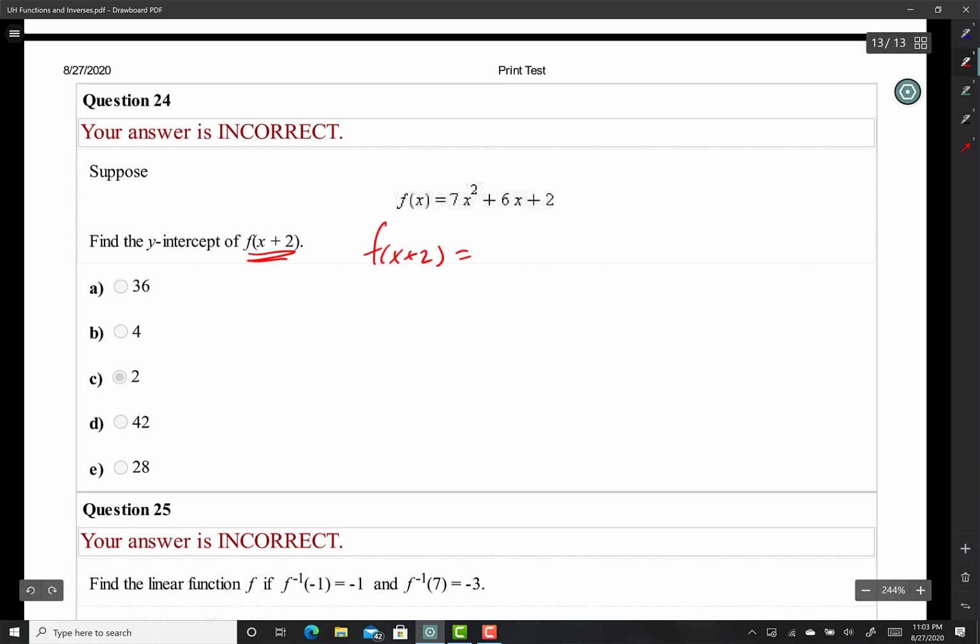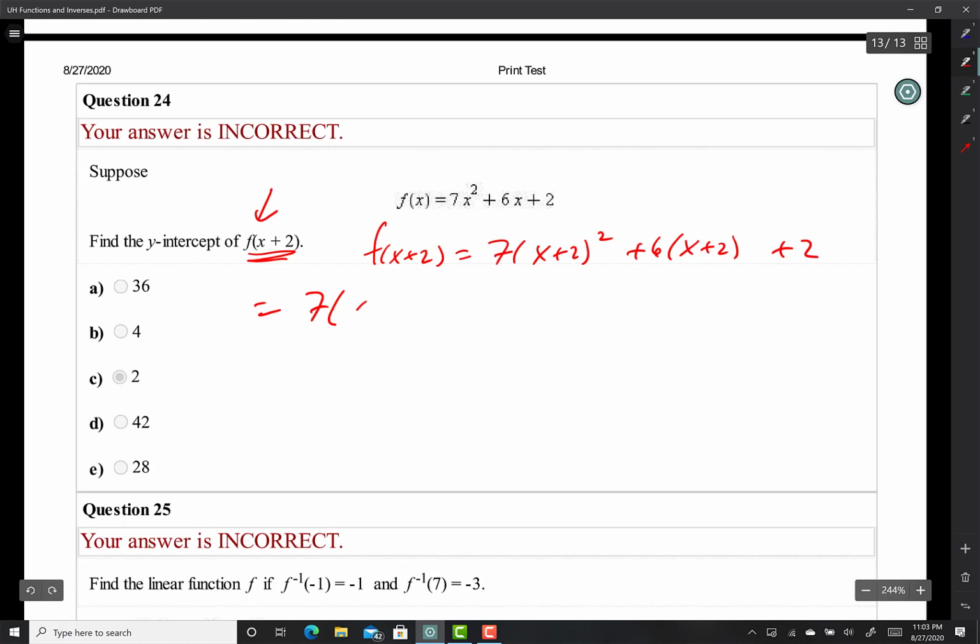F of x plus 2 equals 7 times (x plus 2) squared plus 6 times (x plus 2) plus 2. This is not necessarily my favorite way. I would have probably done it by just plugging in a negative 2 and seeing what that value is, because I know that this transforms your f of x 2 to the right. But whatever, floats your boat.